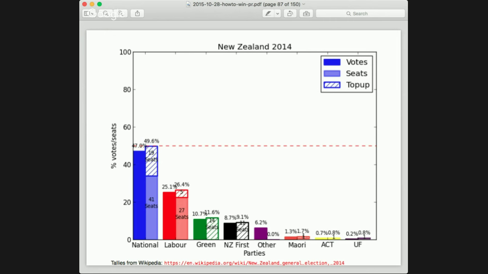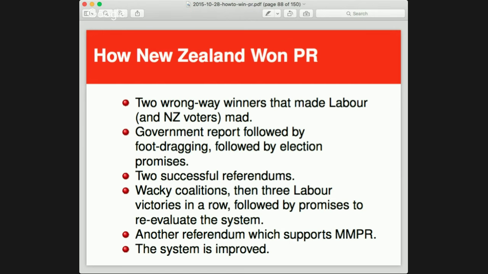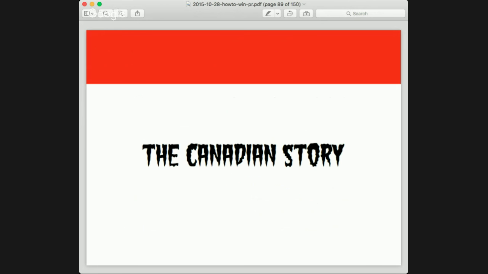Okay, so how did New Zealand win proportional representation? They had 2 wrong-way winners that made the Labour Party really mad. So Labour had an incentive to get us to change the system. There was some government report and then foot dragging and election promises that they didn't keep. And then there were in 1992 and 1993, 2 successful referendums. And, oh, I guess I'm supposed to tell you, Federal Canada hates referendums. They lost 4. But I think that this was an example of referendums actually done fairly right, because there were good thresholds, the questions were clear, and they separated these 2 questions. Do you want to keep first past the post? What do you want to change to? Wacky coalitions, Labour governments, reevaluate the system, which was code for let's change it back. Another referendum, mixed member proportional won, and then they changed the system again. So one take-home message I take from this is even if your system is not perfect, it can be improved, or it can be discarded. Okay, Canadian time.